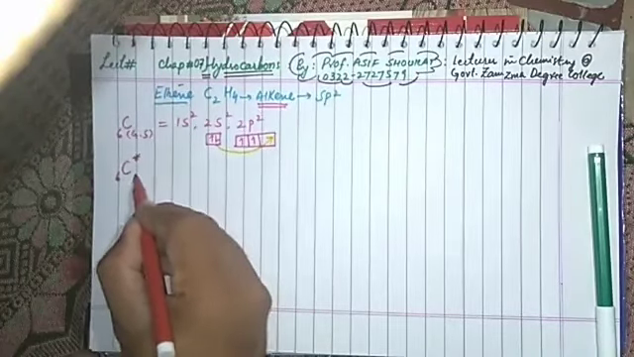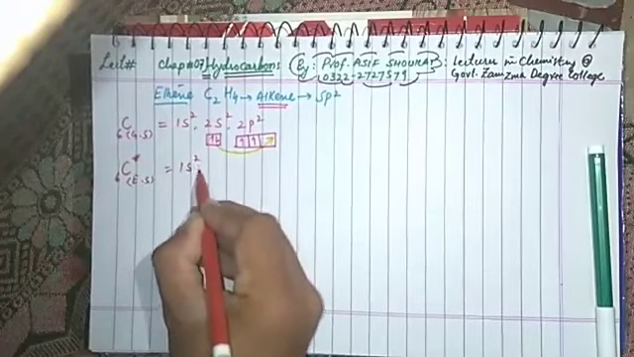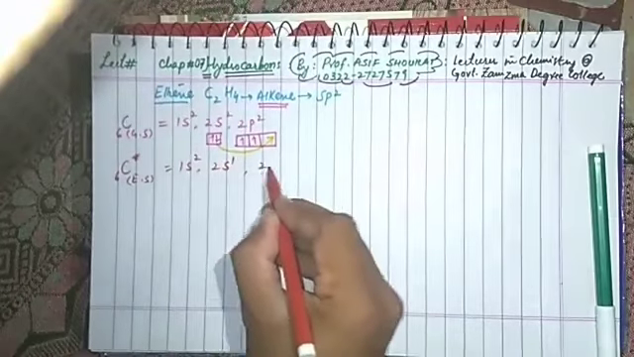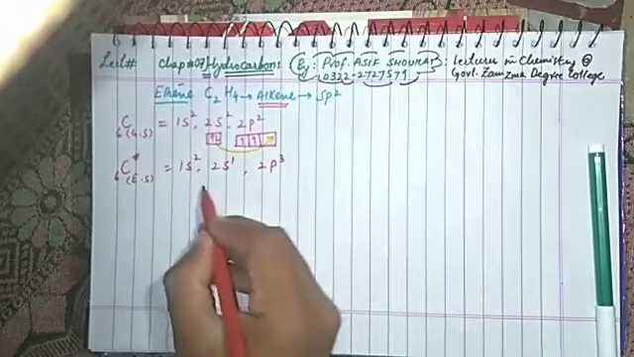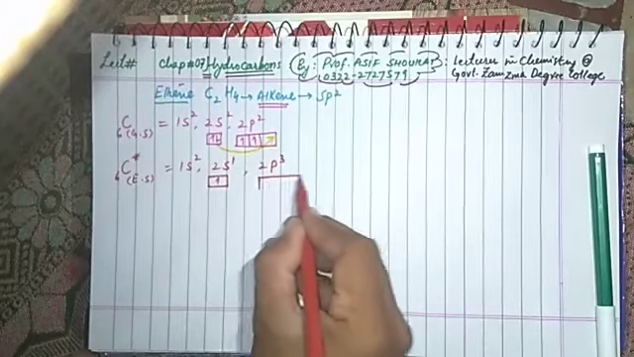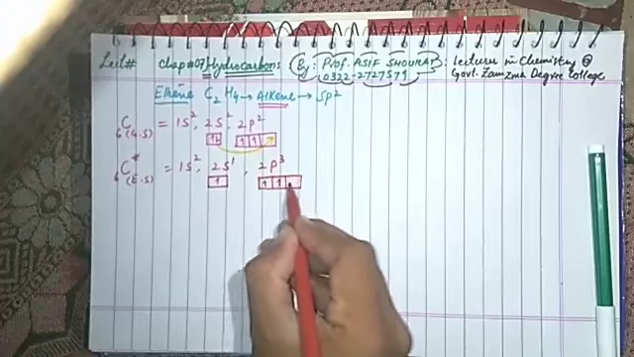In the excited state, there would be 2 electrons in 1s, 1 electron in 2s and 3 electrons in 2p. You can show it like this, 1, and these are the 3 electrons.